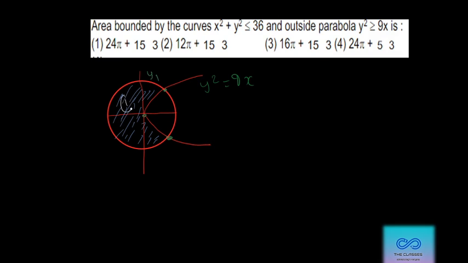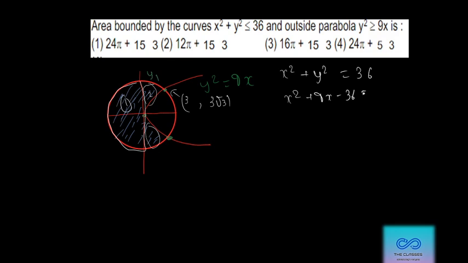So basically we'll name it the first curve. This much is our first curve, and the second is this portion and this portion. This is the point of intersection, which is 3 comma 3 root 3. So basically we'll solve like this. Our first curve is x square plus y square equals 36. We'll put y square equals 9x, and we'll put the value here: x square plus 9x minus 36 equals 0. So we'll get the roots: x plus 12 into x minus 3 equals 0. From here we have got this point of intersection.